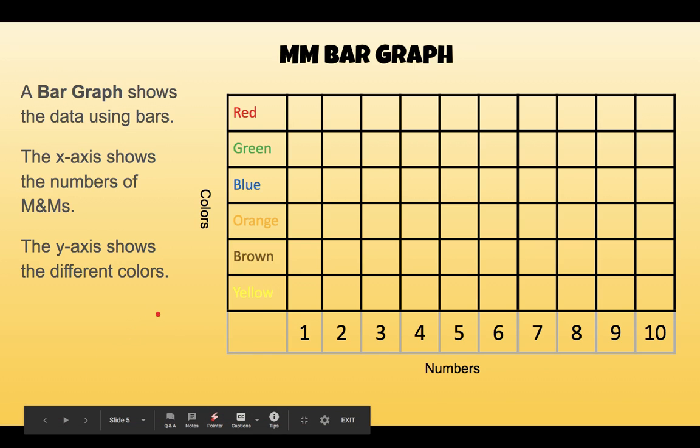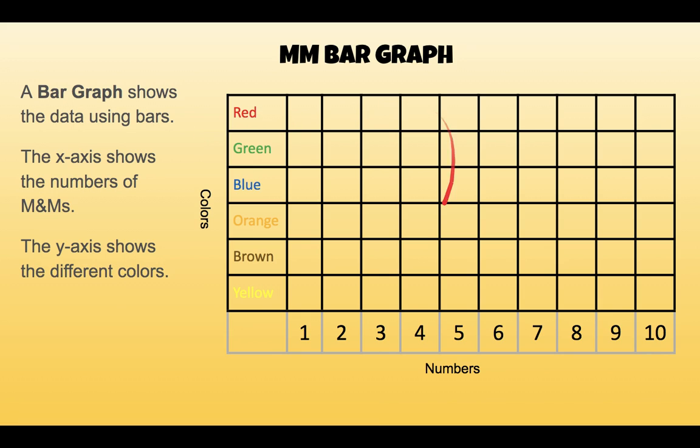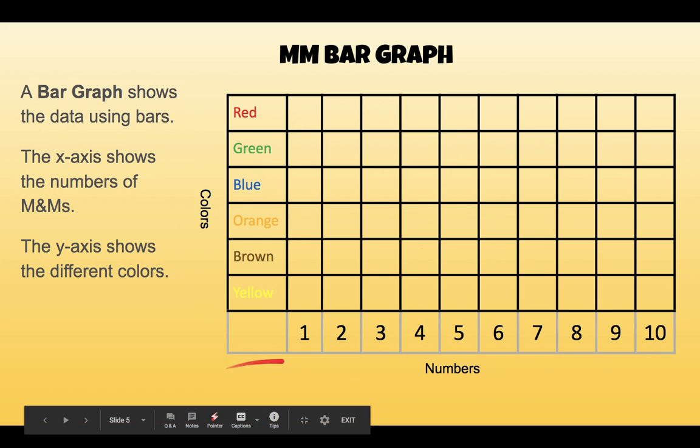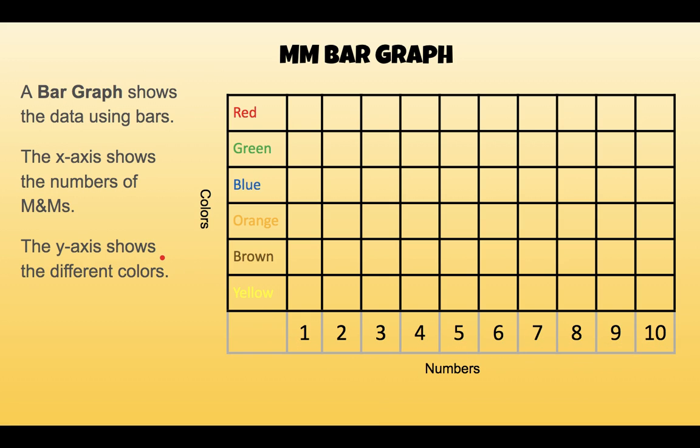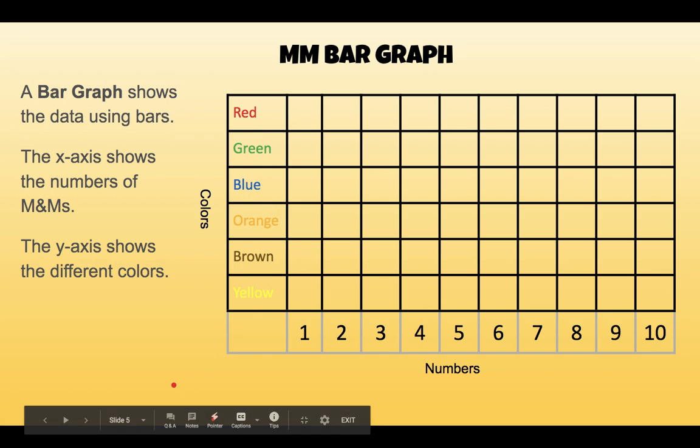So here is a bar graph, and a bar graph shows the data using bars. Now this one is empty right now. You can see on the x-axis, that is the line that goes across like this, it's the numbers, okay? And you can see on the y-axis, that shows the colors. So I want to start using my data table to create this graph.